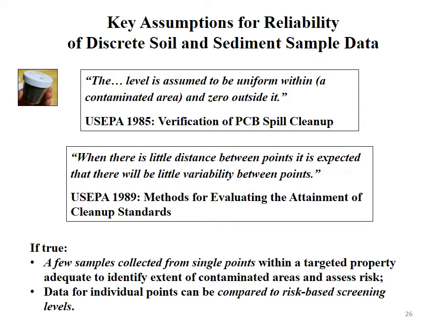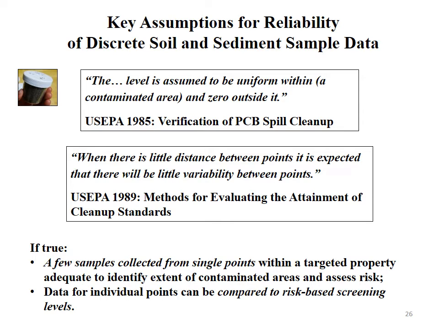So some of the key assumptions that were in these early documents for the reliability of discrete soil and sediment data include, in the US EPA 1985 document mentioned, the level of a contaminant in soil is assumed to be uniform within a contaminated area and zero outside of it. So if this was true, the concentration of a contaminant anywhere within some spill area should be relatively uniform. This made sense, I think, from the people writing this guidance. They were familiar with industrial wastewater, liquid spills. So if the concentration is uniform in the liquid, it should be relatively uniform in the soil.